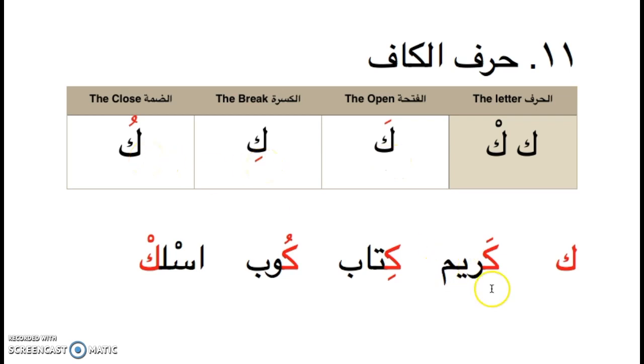Ka, ki, ku. And we have four words again. Kareem, kitab, kub, usluk. Kareem is generous. Kitab is book or a written manuscript, like something written.